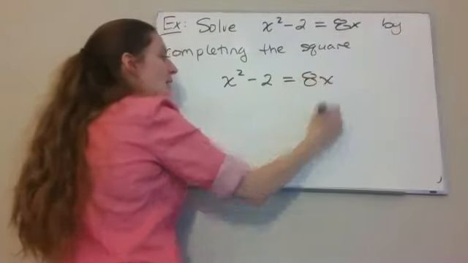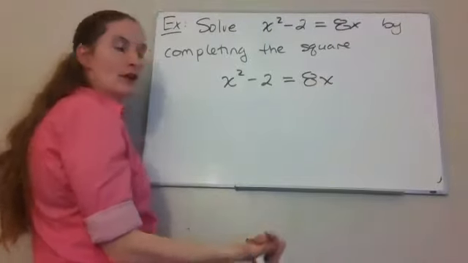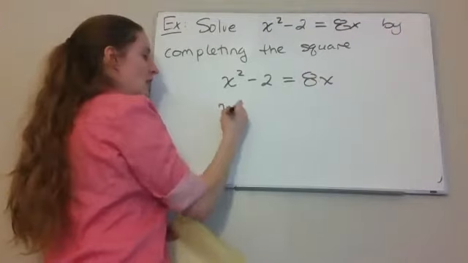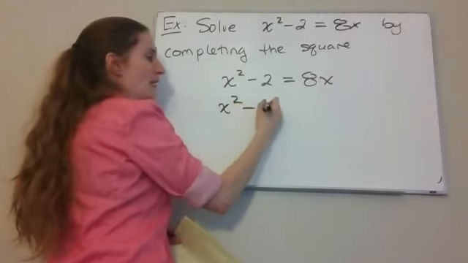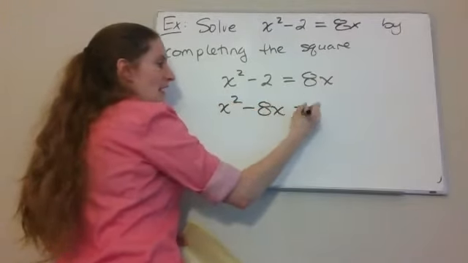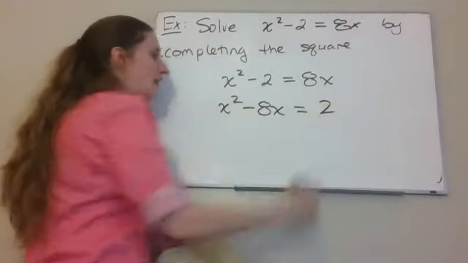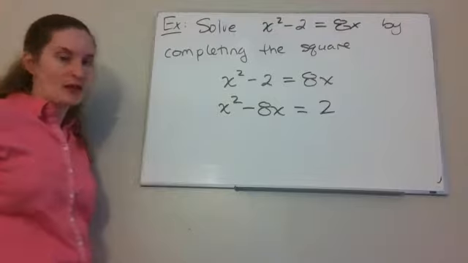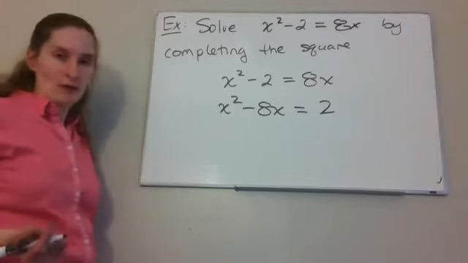My next step is to isolate all of the variable terms on one side. I'm going to bring them to the left. So I will have x squared minus 8x, and I have to move my 2 over to the other side. X squared minus 8x equals 2. And now it's that weird step.